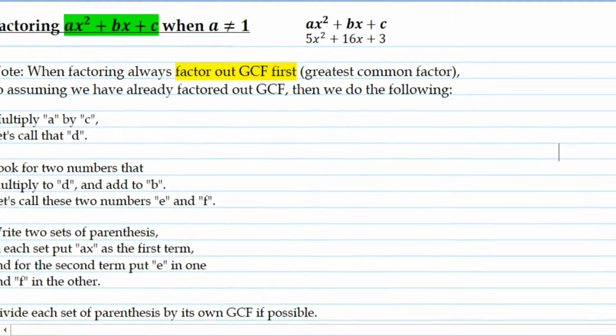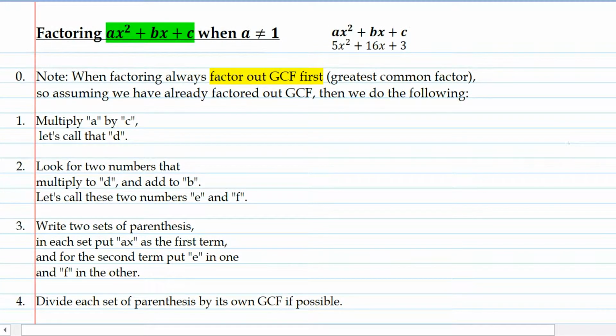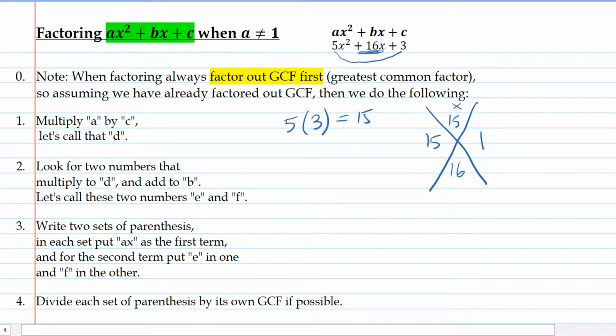So, as you recall, multiply A by C. In this case, 5 times 3. Step 0: is there a GCF? That's very important. Is there a number that goes into all 3? No, there isn't. So we go to the next step. 15. As I said before, I like to put the 15 up here. It has to multiply to that and add to B. B is 16. So the 2 numbers are 15 and 1.